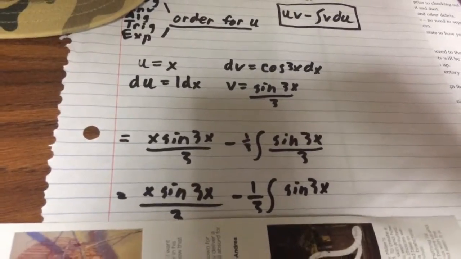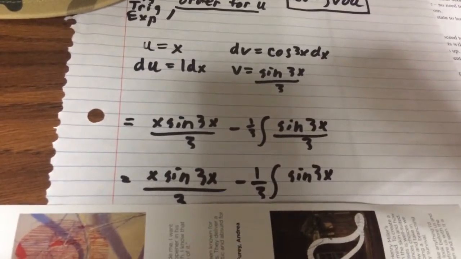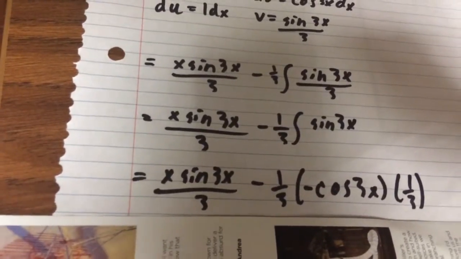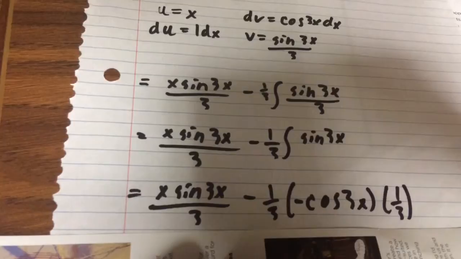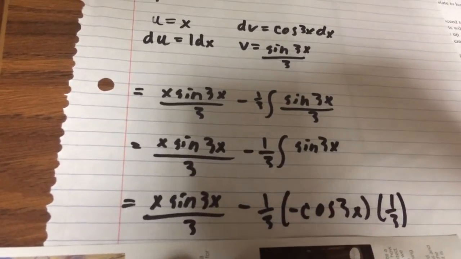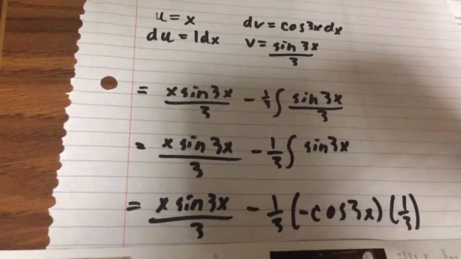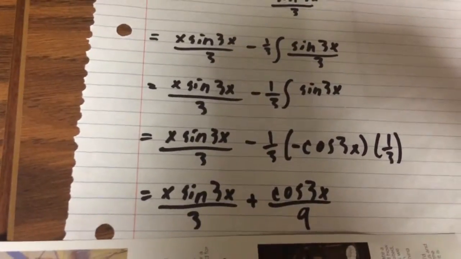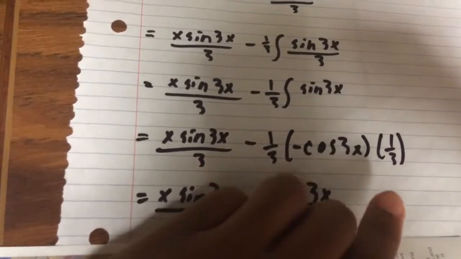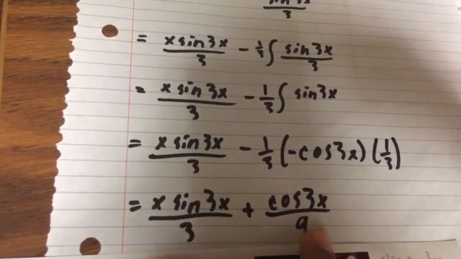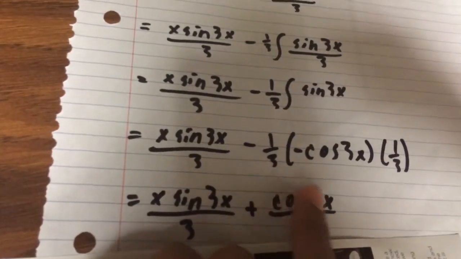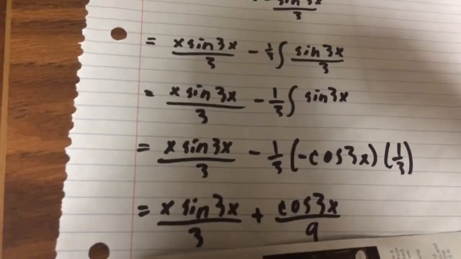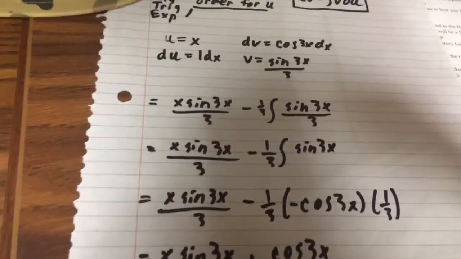And so we know the integral of sine 3x. That's easy to figure out. So then we just do that, and we get x sine 3x over 3 minus 1/3 times negative cosine 3x times 1/3, because that is the integration of sine 3x. So then all we have left to do is simplify, and this is what we're left with, because when you multiply the 1/3 and 1/3, you get cosine 3x over 9, the negatives turn to a positive, and this stays the same, x sine 3x over 3. And that's how you do integration by parts.